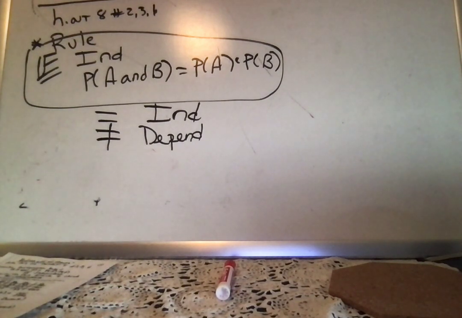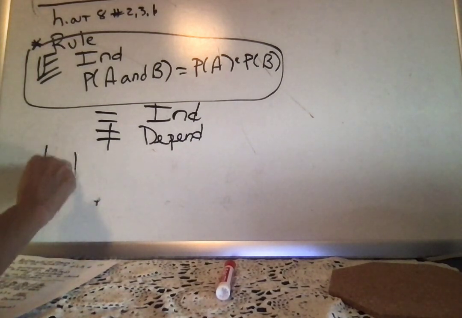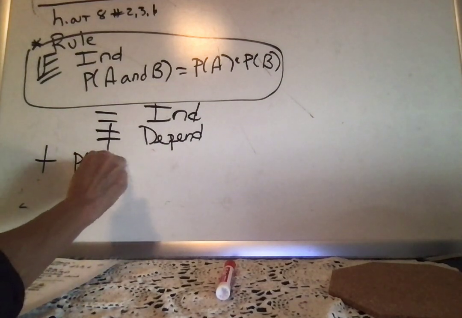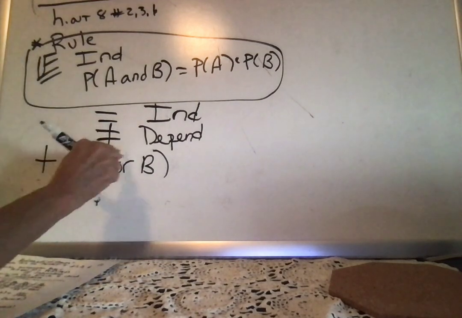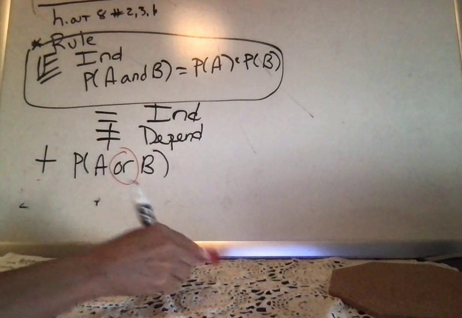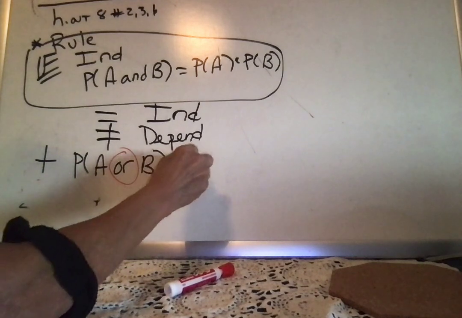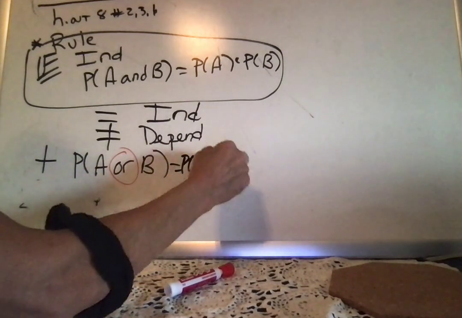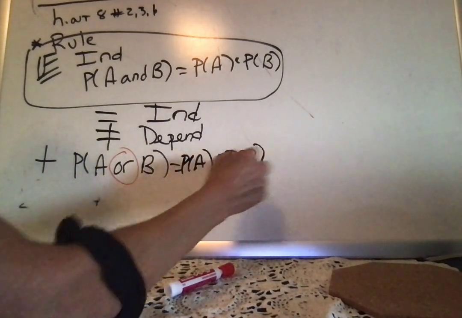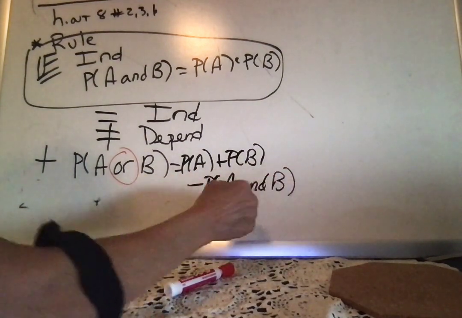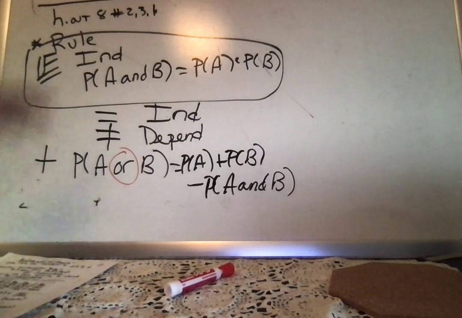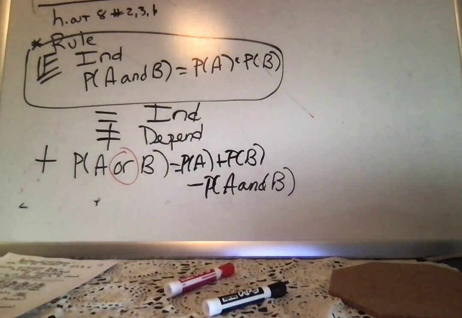Okay, and another rule you're going to see is the addition rule. A or B, remember that word or, equals the probability of A plus the probability of B minus the probability of A and B if there's an intersection. So far, this was just reviewing what we've already done in class, but we're going to be applying it.